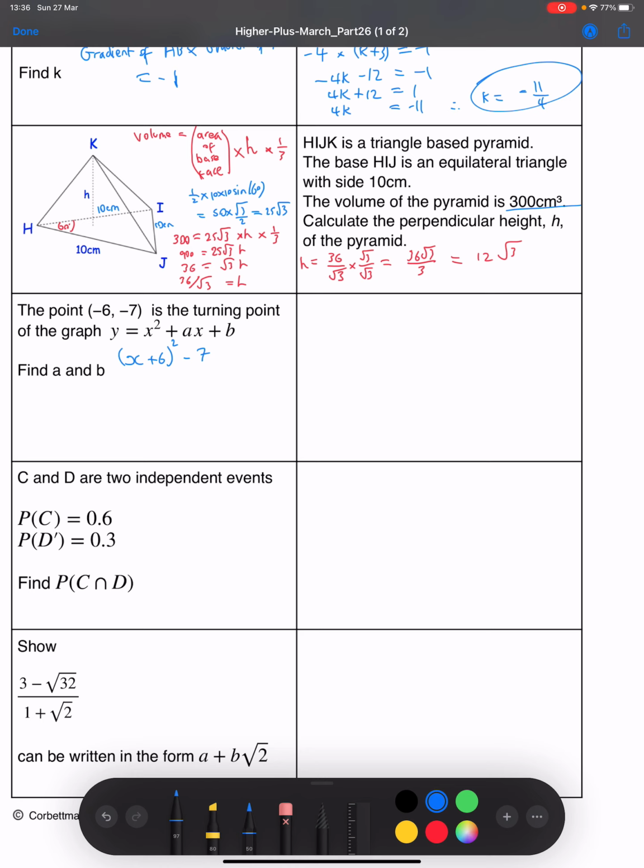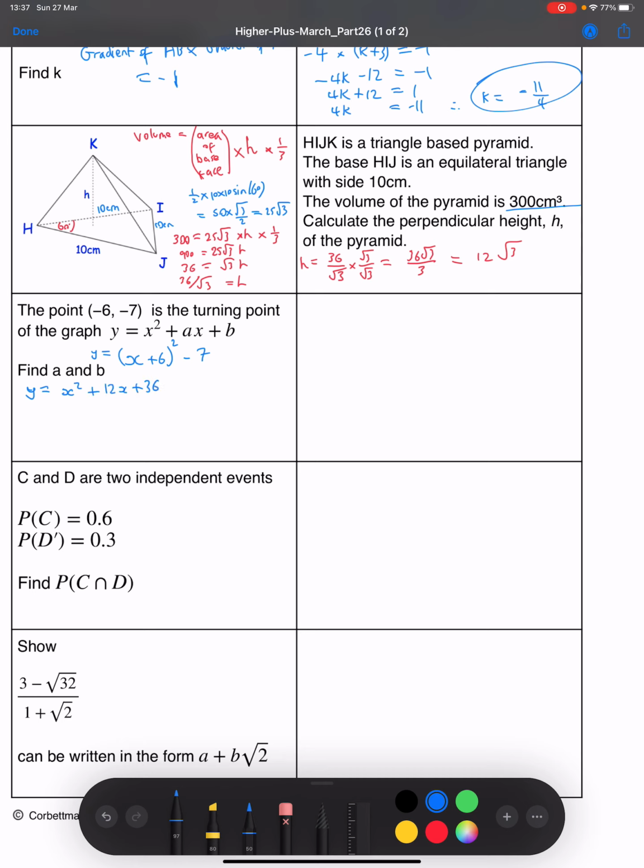So this is relating to completing the square to work out turning points. This format would be an equation for y, and because that format is an equation for y, it must be it. We just need to expand and simplify it to get it in the form x squared plus ax plus b. So x plus 6 all squared gives us x squared plus 12x plus 36.